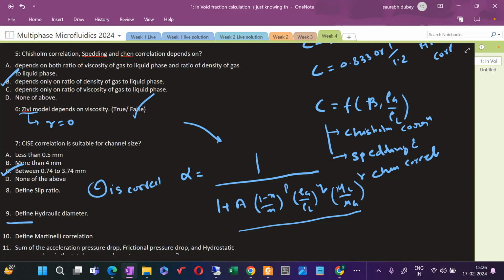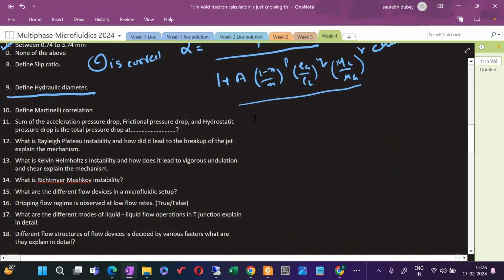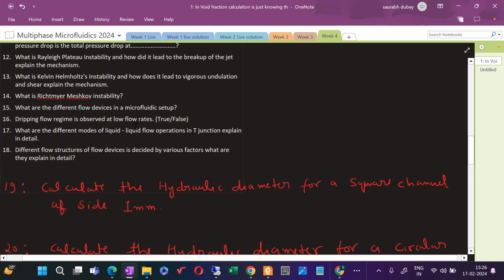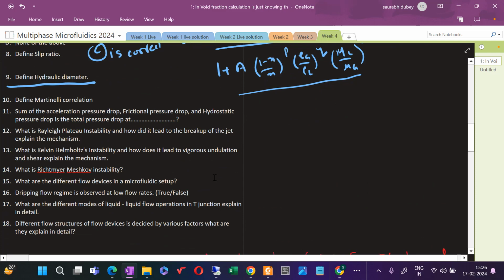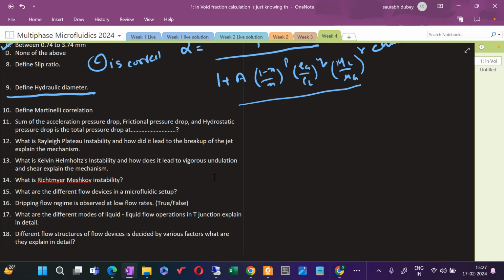Now, define hydraulic diameter. Hydraulic diameter is the one that you need to define, and these are some more questions. Meanwhile, we will be discussing some more questions. We will be having some points in hand, and some instability thing we will be discussing in detail. So this hydraulic diameter is the question in hand.